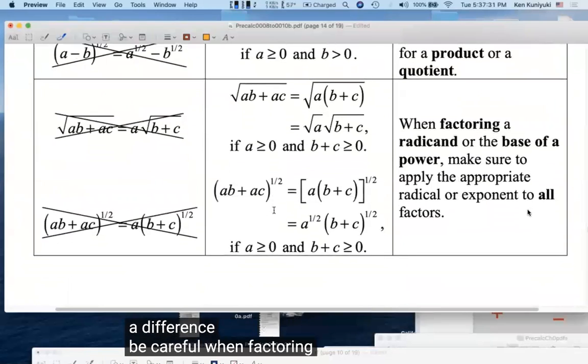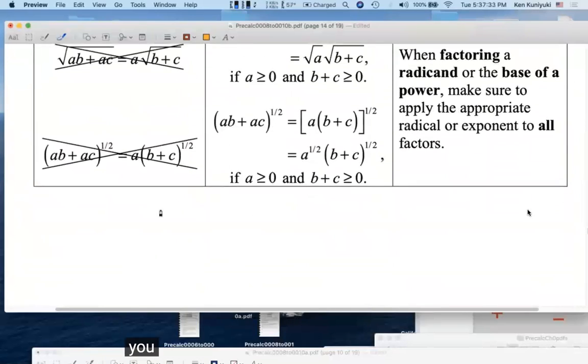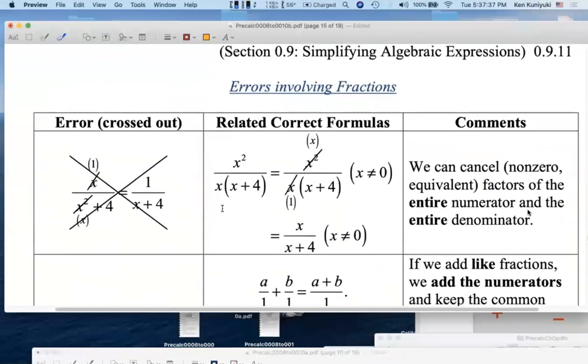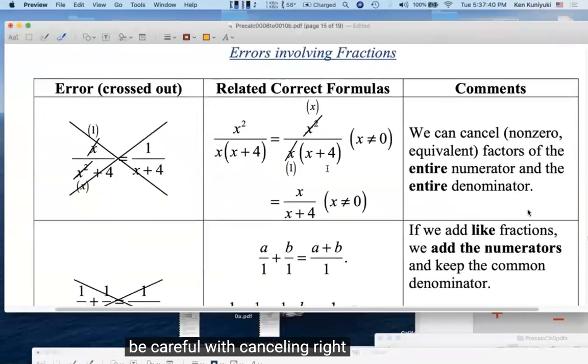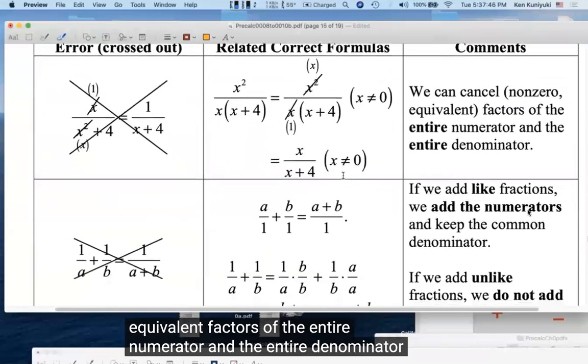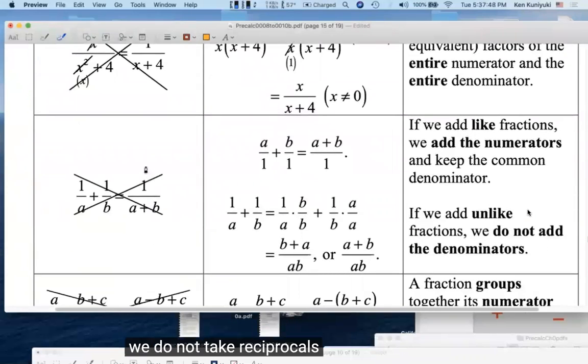Be careful when factoring. You share the factor or the radical, basically. Be careful with canceling, right? We cancel equivalent factors of the entire numerator and the entire denominator. We do not take reciprocals term by term.